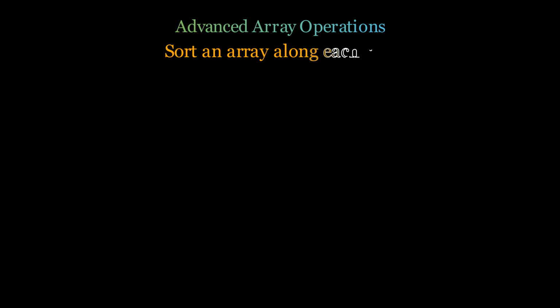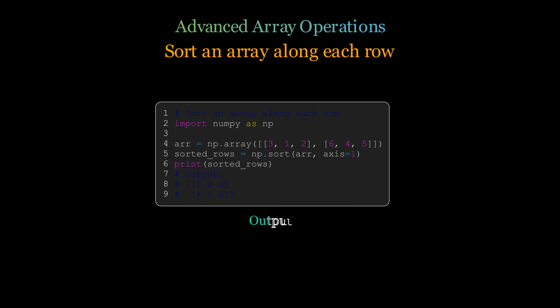Sorting along rows, axis equals 1, sorts each row independently. Our input 3, 1, 2, 6, 4, 5 becomes 1, 2, 3, 4, 5, 6. Row-wise sorting is useful for maintaining relationships between columns while ordering values within each row.